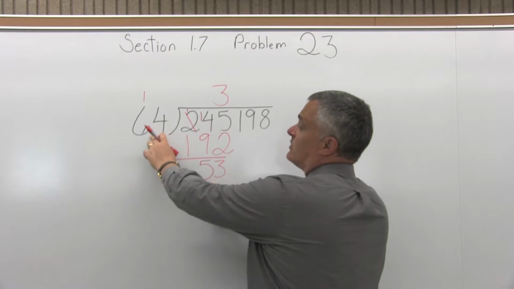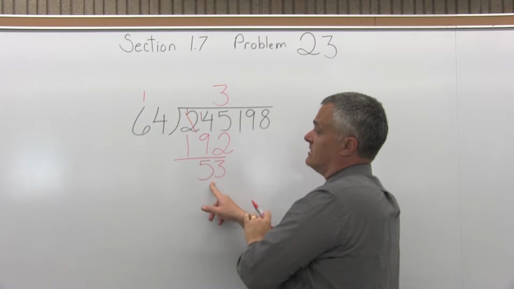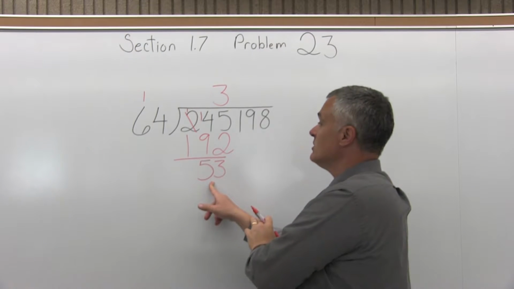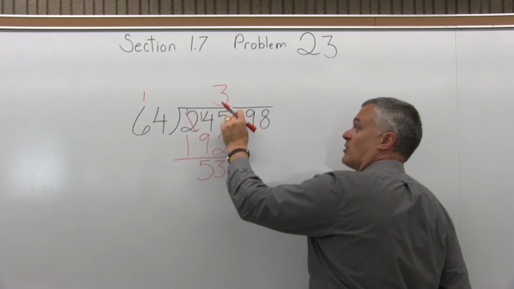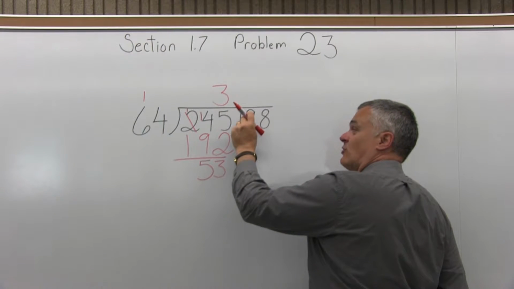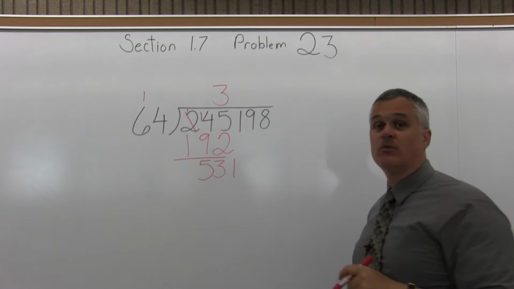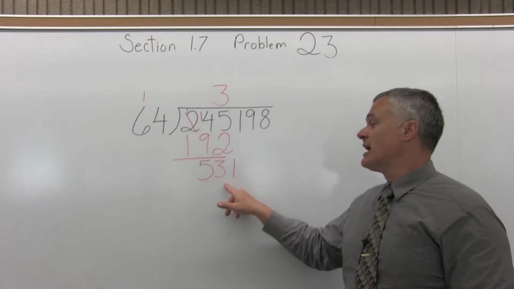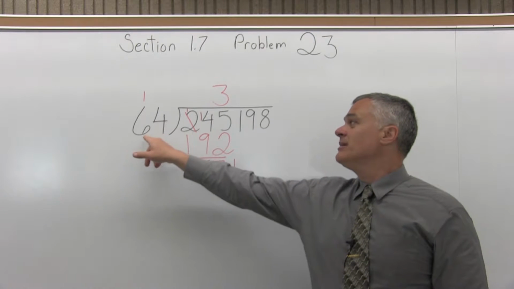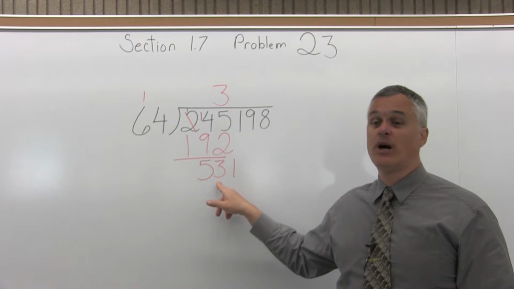That's good. If it were bigger than 64, then I'd have to try another digit on the top. So the 53 is good. So what I will do is now I went up to the 5. I'm going to go 1 digit to the right and bring it down, which is a 1. So I had 53 before. I write a 1 next to it. It becomes 531. And now I want to ask myself, how many times will 64 go into 531?